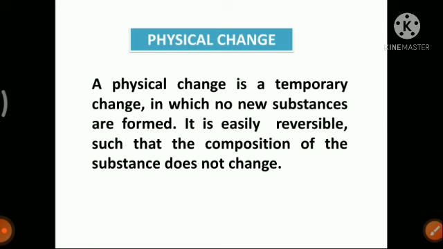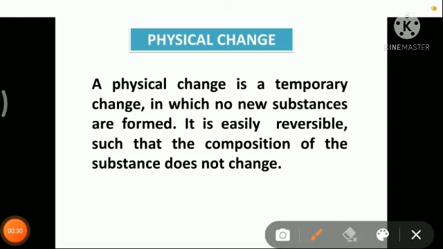So here in the first slide itself, this is the definition of physical change. So what is a physical change? A physical change is a temporary change in which no new substances are formed. It is easily reversible such that the composition of the substance does not change.